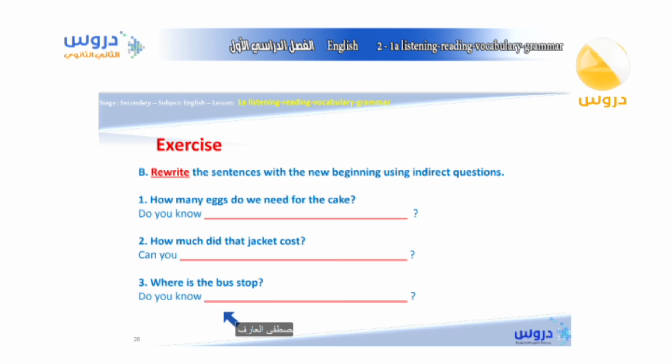3. Where is the bus stop? Do you know where the bus stop is? So again, how many eggs do we need for the cake? Then you say, do you know how many eggs we need for the cake? How much did that jacket cost? Can you tell me how much that jacket cost? 3. Where is the bus stop? Do you know where the bus stop is?